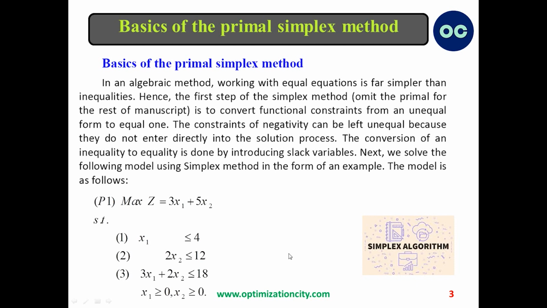Here, we have 3 constraints and 2 variables. We are going to maximize 3x1 plus 5x2. So let's look at the first constraint: x1 is less than or equal to 4.